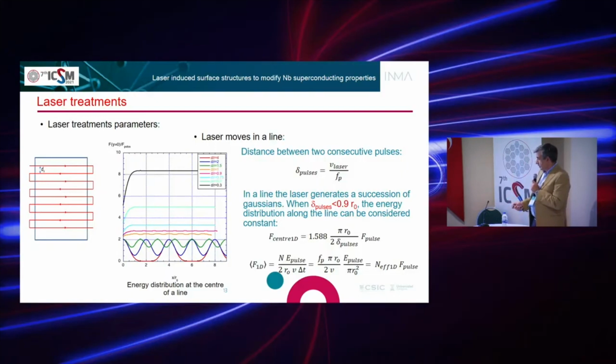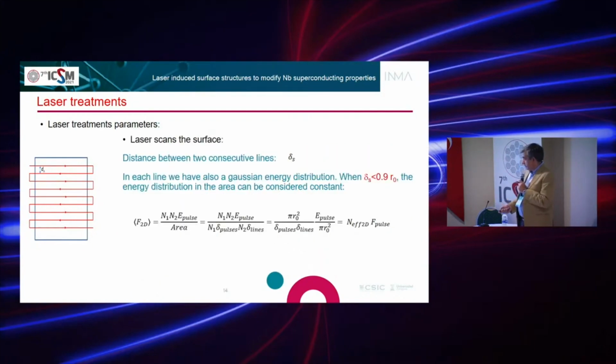And with this, we can control, or we have an estimate of, the energy at the center of the beam, and also the average fluence you are depositing on your sample. That is a given number of times the energy of one pulse. But now you also want to cover all your surface in order to obtain a uniform nanostructure on your surface.